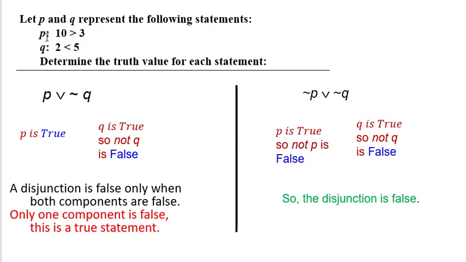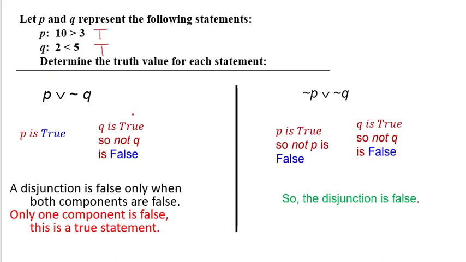Let's look at the statement P. Is P true or false? Is 10 greater than 3? Yes, this is true. What about Q? 2 is less than 5. That is true. So my P is true and my Q is true.